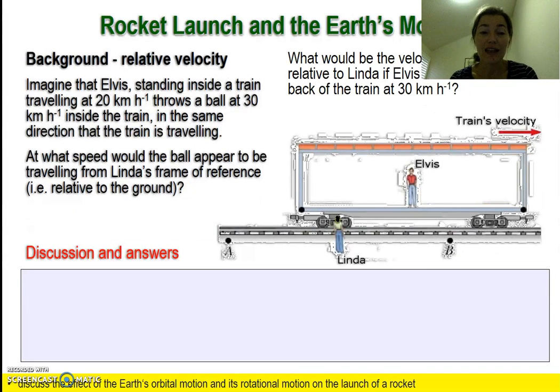So really, the answer to this problem of relative velocity is just simple vector addition. And if we were going to have a vector for the train's velocity, it would be this red one here. And then we could add in the velocity vector of the ball, and we would add it nose to tail to that one. So it would be 50 kilometers per hour to Linda. To Elvis, the ball is only 30 kilometers per hour in a forwards direction relative to him, because he does not, in his frame of reference, consider himself to be moving.